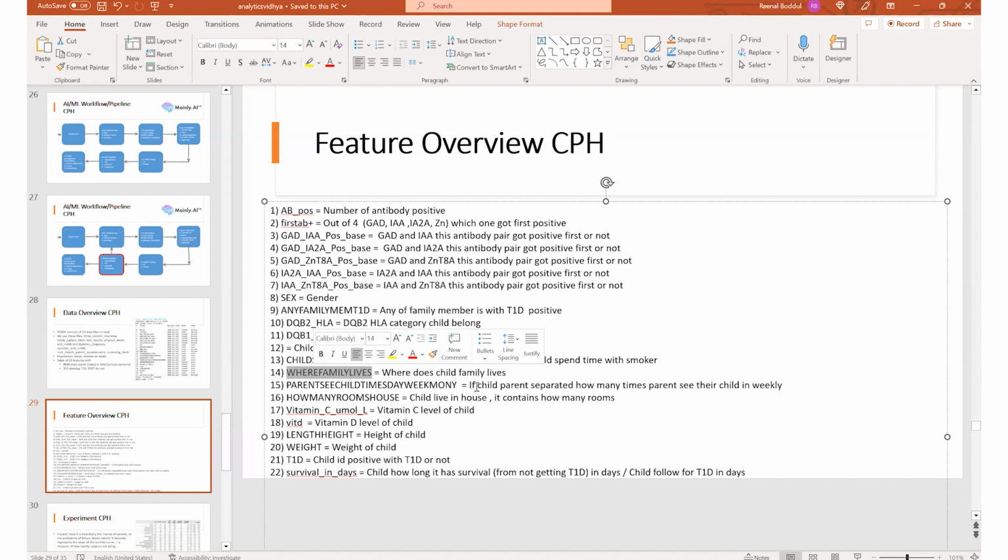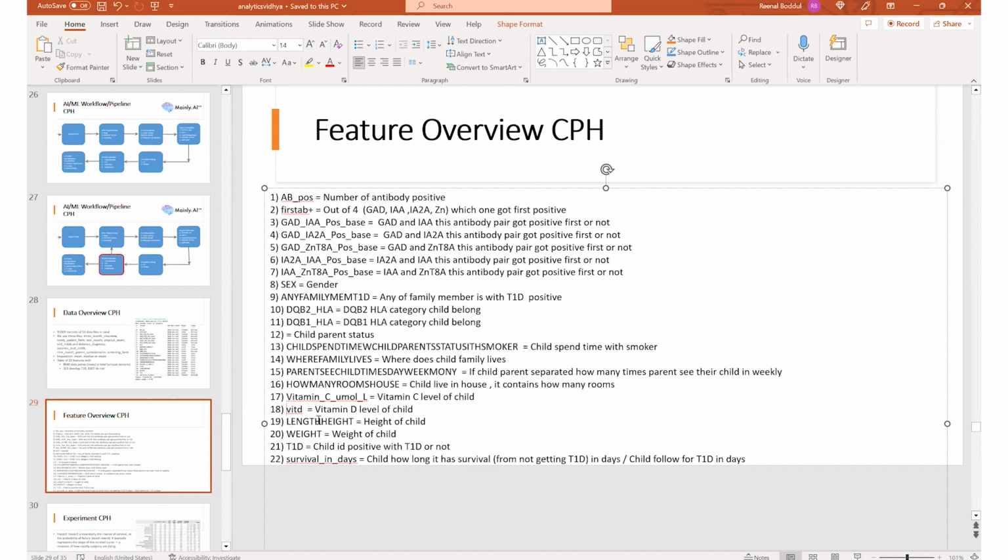The parents, how many times the parents have visited the child if separated, how many rooms the child lives in, and whether that affects T1D. So whether the child lives in 4 rooms, 2 rooms, or 1 room is a feature which we have included. Then we have the vitamin C data, the vitamin D data for the child, the length and weight of the child, and definitely the target variable: whether the child is positive with T1D or not, and the survival index.